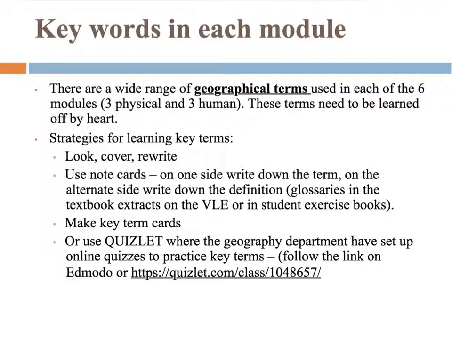And the geography department have worked very hard to put a load of quizzes online at Quizlet, where all the key terms that you're expected to know are there, and you can play the quizzes, like Space Invaders where you have to hit the key term, or you can play match up, and you can try and beat the teacher's score on it as well.